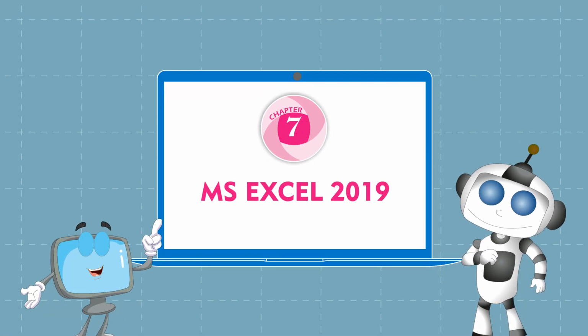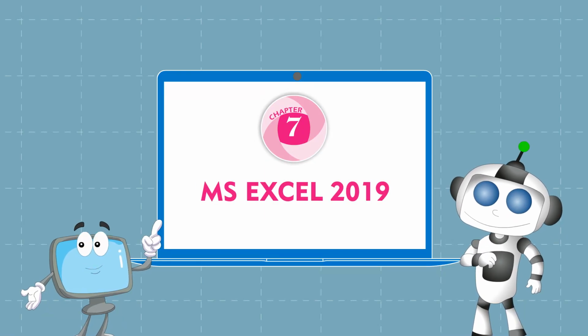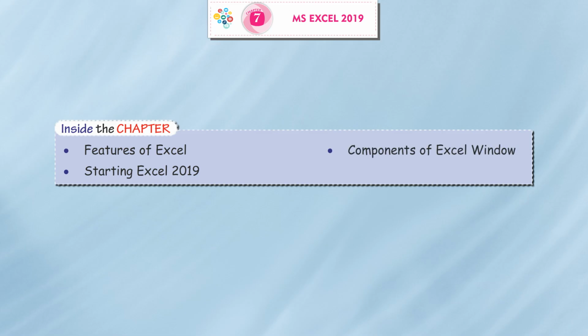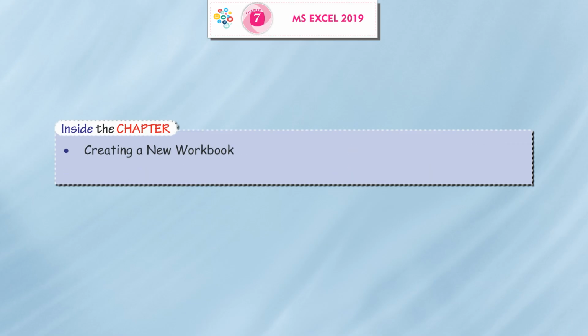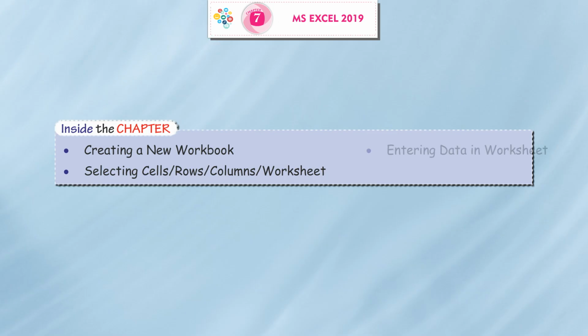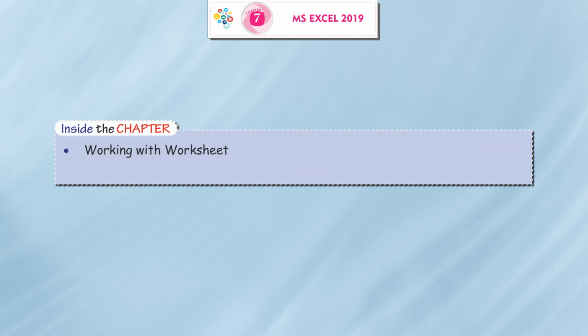Chapter 7 MS Excel 2019. Inside the chapter: Features of Excel. Starting Excel 2019. Components of Excel: Window, Workbook and Worksheet. Creating a new workbook, selecting cells, rows, columns, worksheet, entering data in worksheet, using formulas, working with worksheet, opening an existing workbook, saving a new workbook.